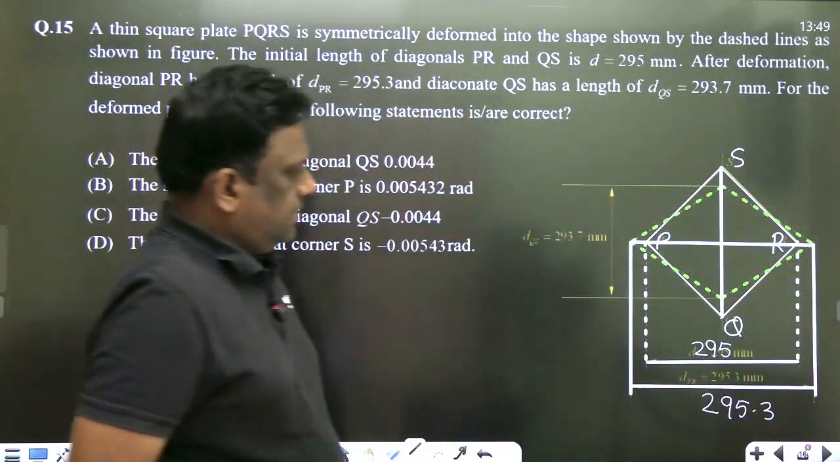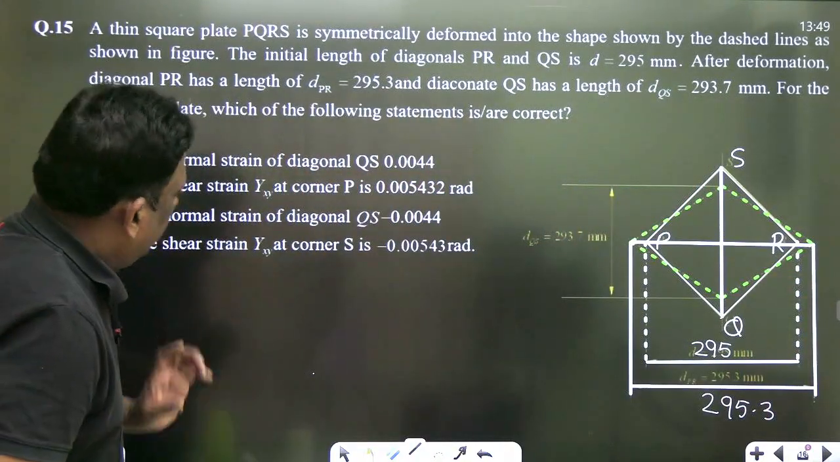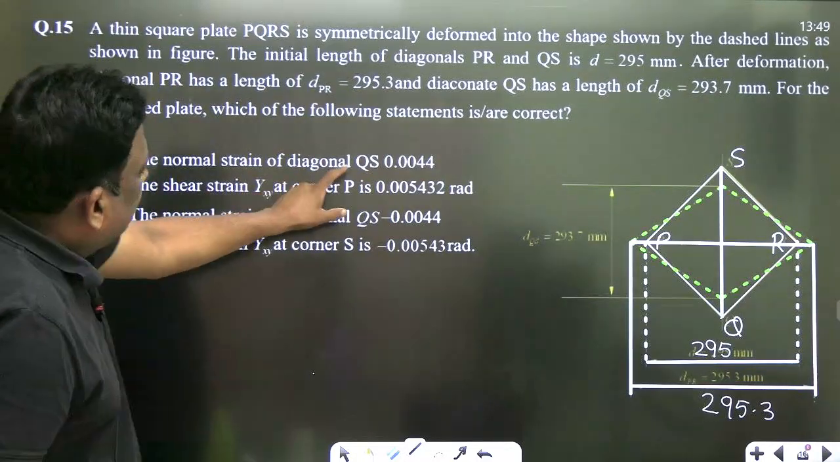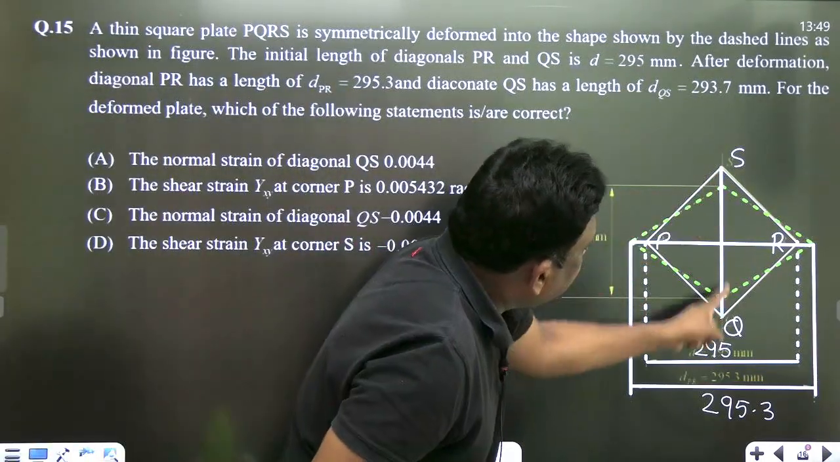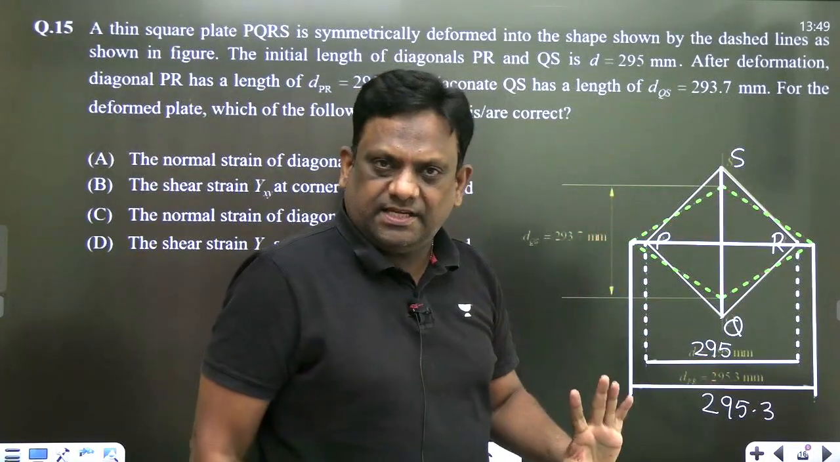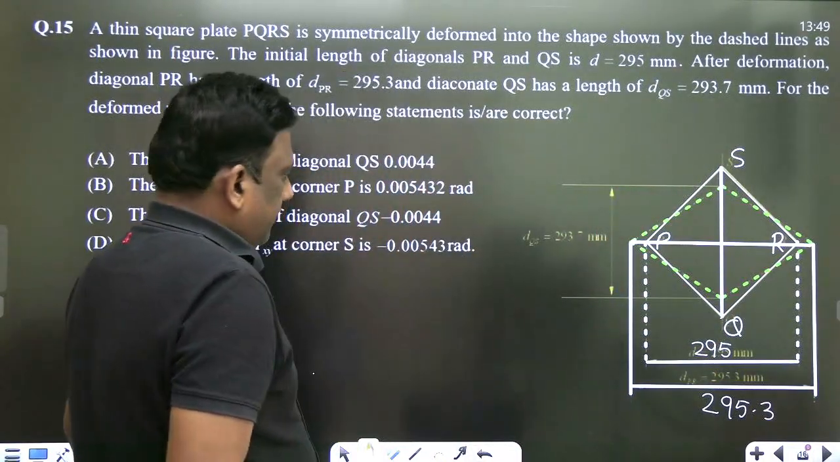Okay. This is the question. What is he asking, my dear students? Now see, the normal strain in the diagonal QS. He is asking for the strain in this diagonal, sir. Watch carefully, don't worry.